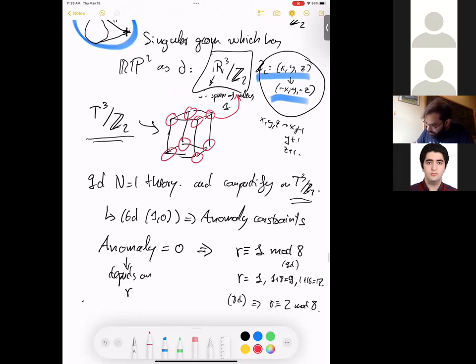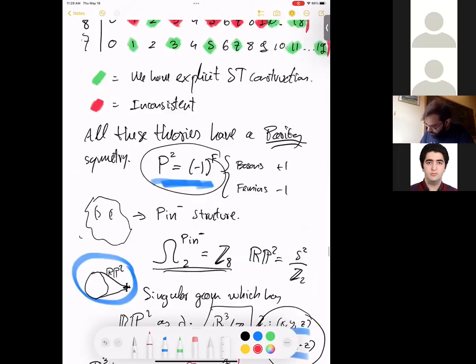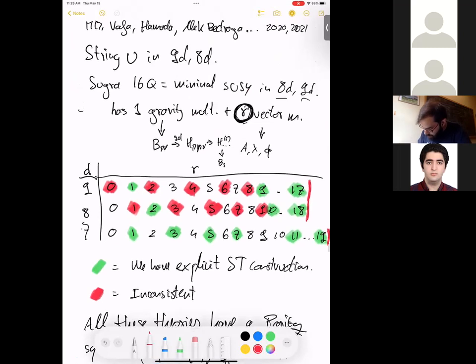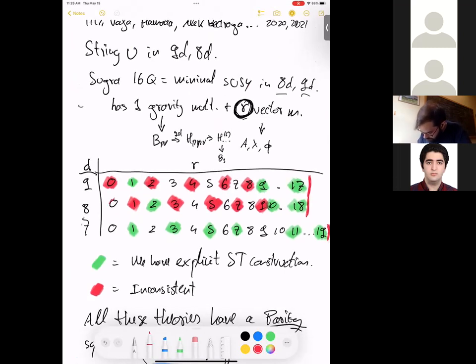So if we go back to the table here, we see that what this condition is doing is allowing us to color in red this entry and this and this and this and this and this. All of these theories are being ruled out, and all of these theories are also ruled out. To the point that what you can find from Swampland principles, exactly, just like in 10 dimensions, exactly matches what you get in string theory.